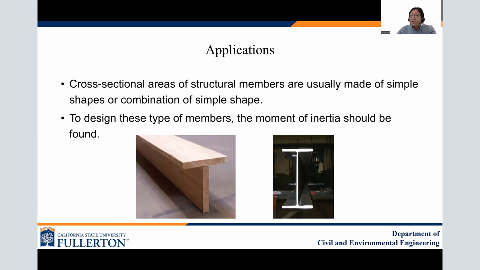This slide gives applications. Cross-sectional areas of structural members are usually made of simple shapes or a combination of simple shapes. To design these types of members, the moment of inertia should be found, especially for beam design, like a T-shape or wide flange shape.